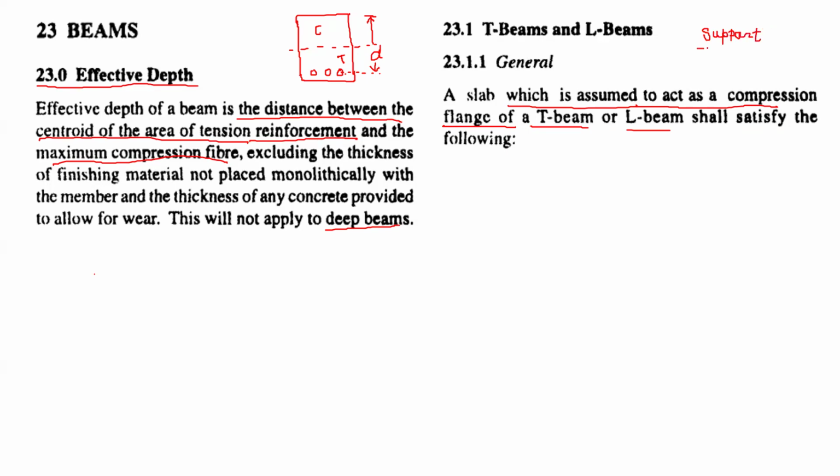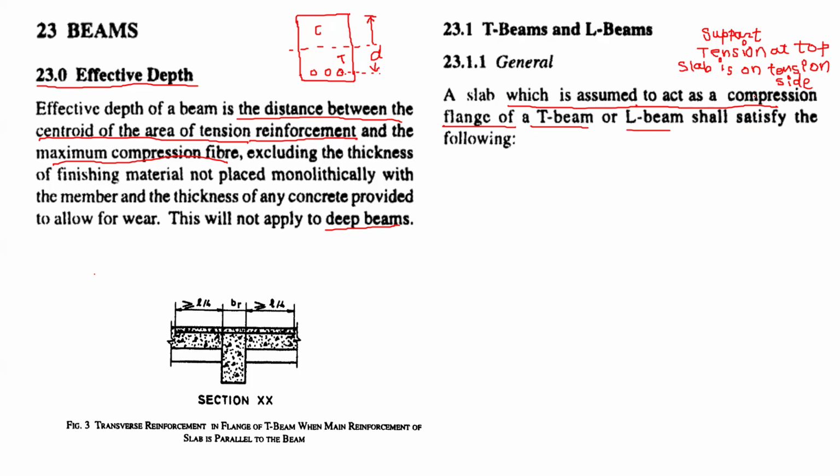At support, tension at top, and therefore the slab is in tension. The slab is on the tension side, and therefore it will not act as a T beam, and that beam will be a rectangular beam. So the second criterion they have mentioned here: transverse reinforcement of flange of T beam.